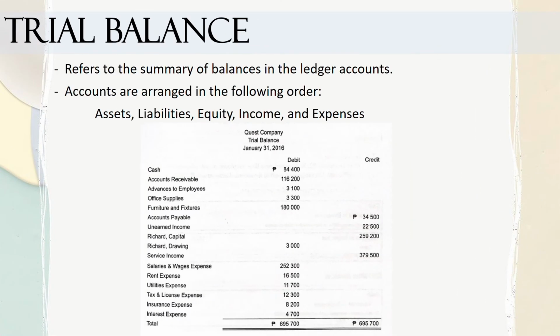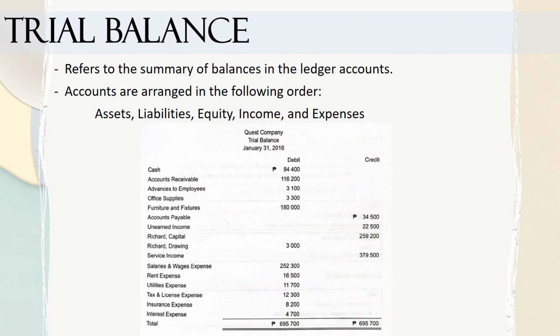This refers to the summary of all the balances in our ledger accounts. All the total debits minus all the total credits is the balance. Once you have all the balances from the general ledgers, you will make a summary of these balances in what we call the trial balance. In the trial balance, all accounts are arranged in the following order: first assets, then liabilities, then equity, followed by income, and then expenses.